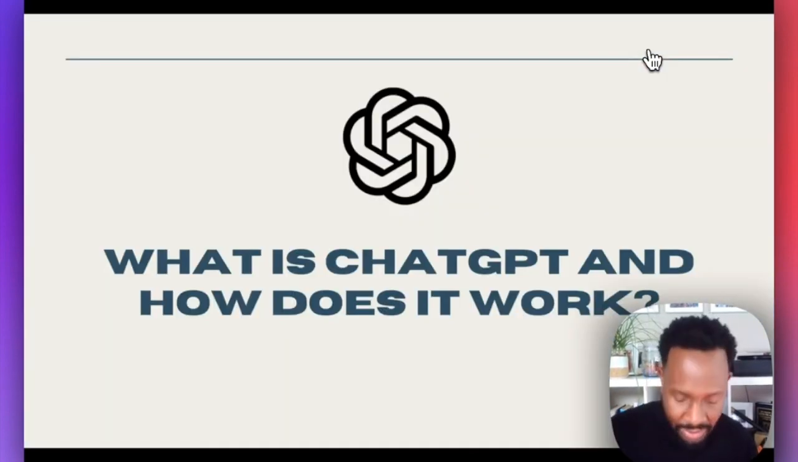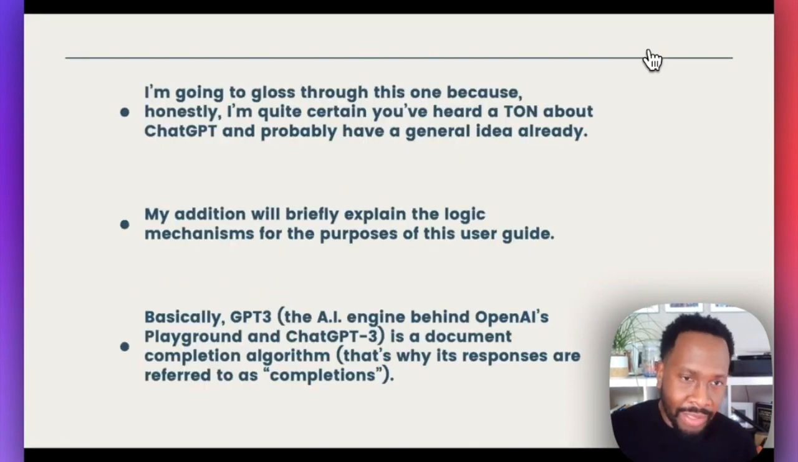What is ChatGPT and how does it work? ChatGPT is an AI platform. What does that mean? ChatGPT has been trained on language as well as information from the internet. It is a general pre-trained model, and that's what the GPT stands for inside of ChatGPT.